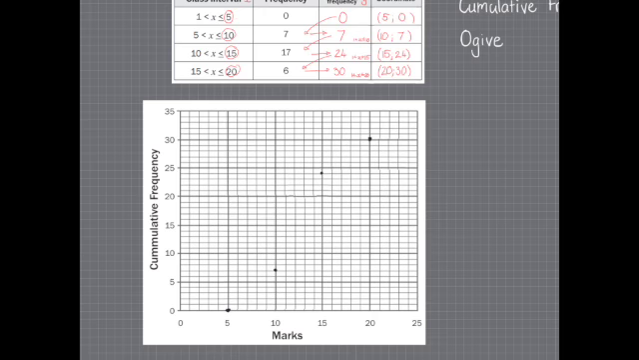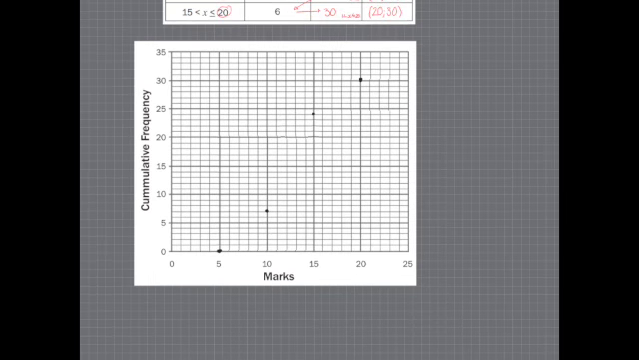Now you would then use your ruler to join this all up, but there's going to be a flow that we're looking for. And this flow, this shape, is what we call the ogive. So there we go, and then it goes up. Sorry, just trying to get the ruler perfect. I'm never going to get it perfect, am I? And then it goes across like that.